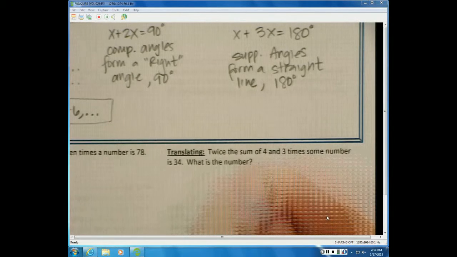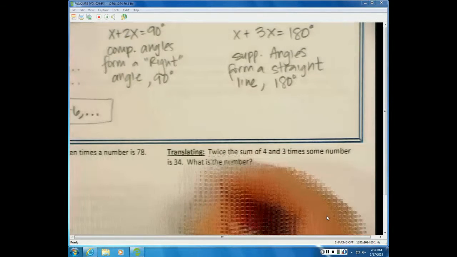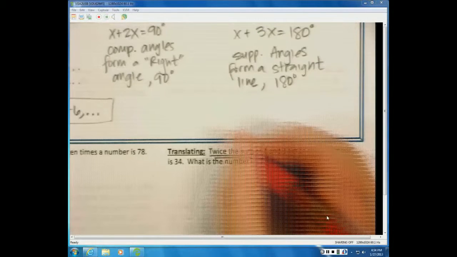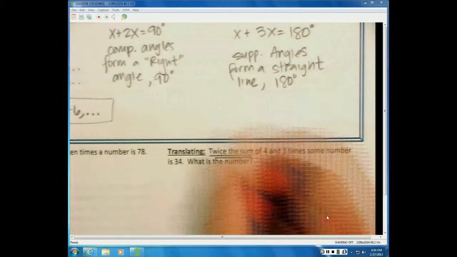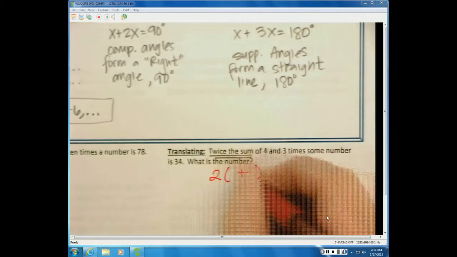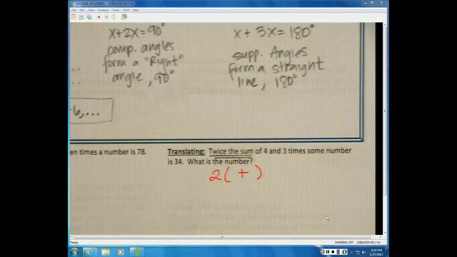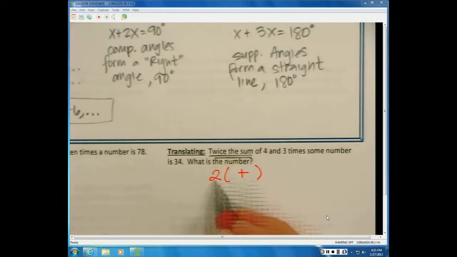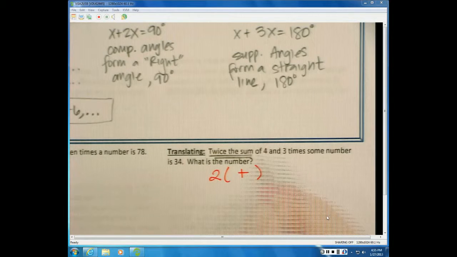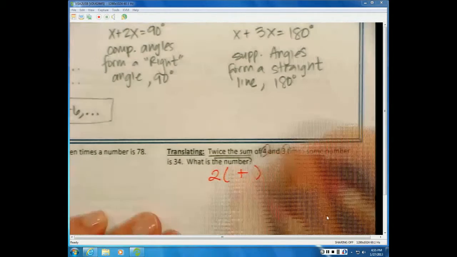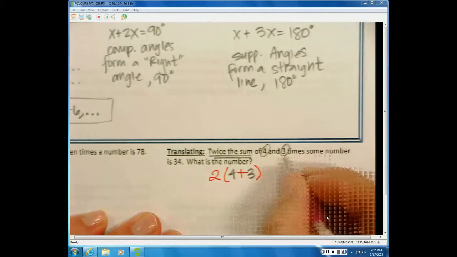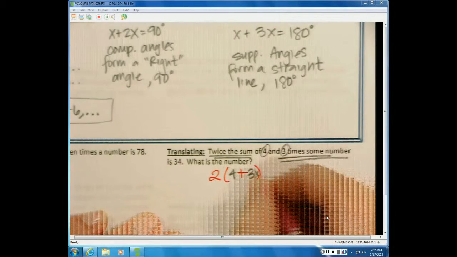Twice the sum, this phrase here, tells me that it's going to be 2 times the sum of something. Well, twice the sum, whatever this is on the inside, I'm going to have to double that. And then it tells me what my 2 numbers are. My 2 numbers are going to be 4 and 3. But notice this isn't just 3. This is 3 times some number, so that's actually going to be 3x.